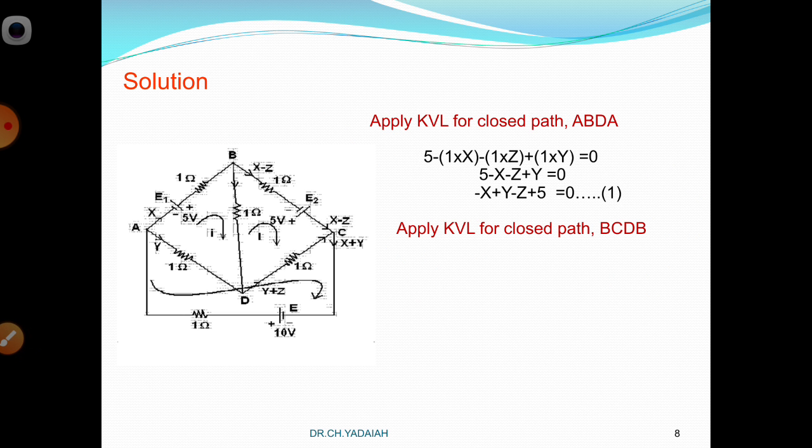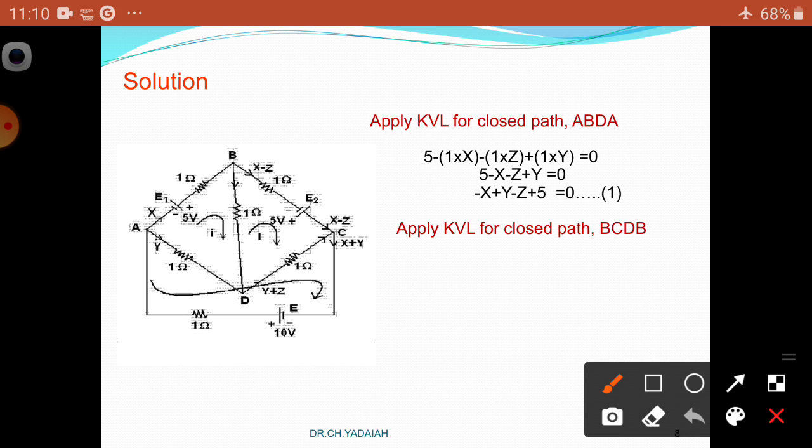Apply the KVL for the closed path BCDA. Now write the equation. What is the value? From this equation, how many elements are here? 2 elements. So the current which is entering here, we take the loop in this direction. This direction and this are both the same direction. What is the current? Here the current is X minus Z minus current, because the direction is the same, into R.